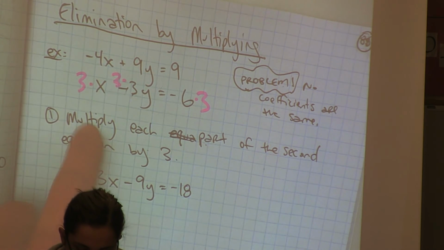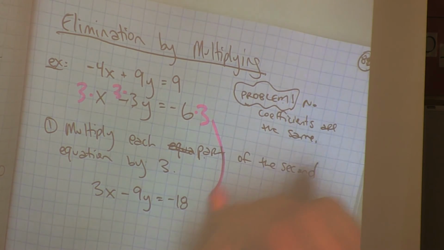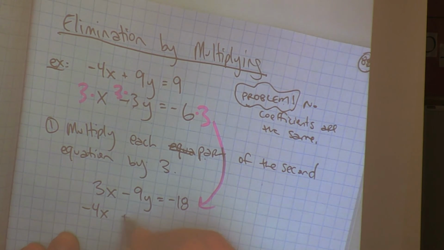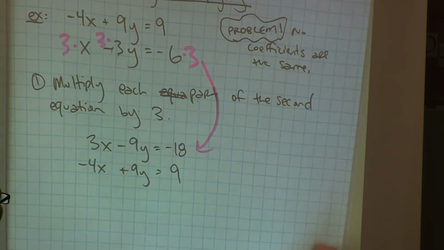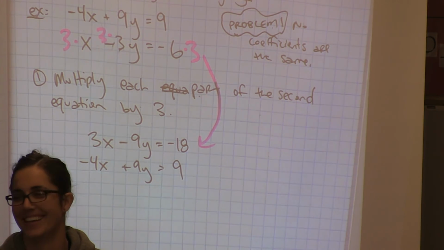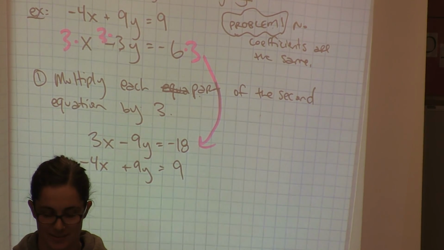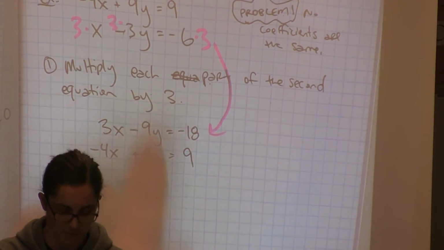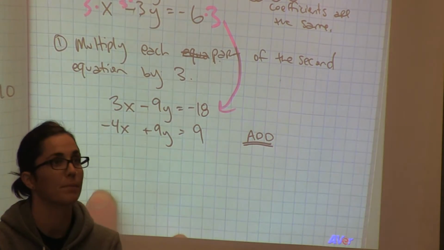Okay? Each part of the second equation by 3. So the second equation now looks like this. That's my second equation now. My first equation is still negative 4x plus 9y equals 9. And now when I'm looking at them, should I add or subtract? What do you say, Sol? You say add? Why do you say add? Because 1 negative, 1 positive, the 9s are going to eliminate. So now we add.